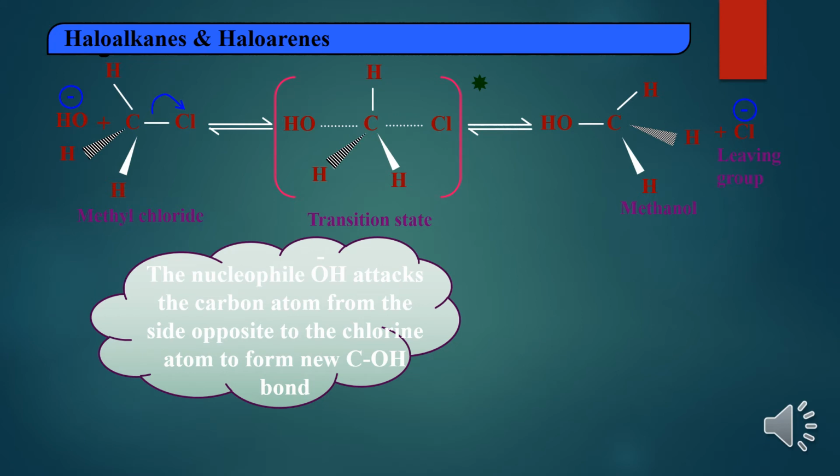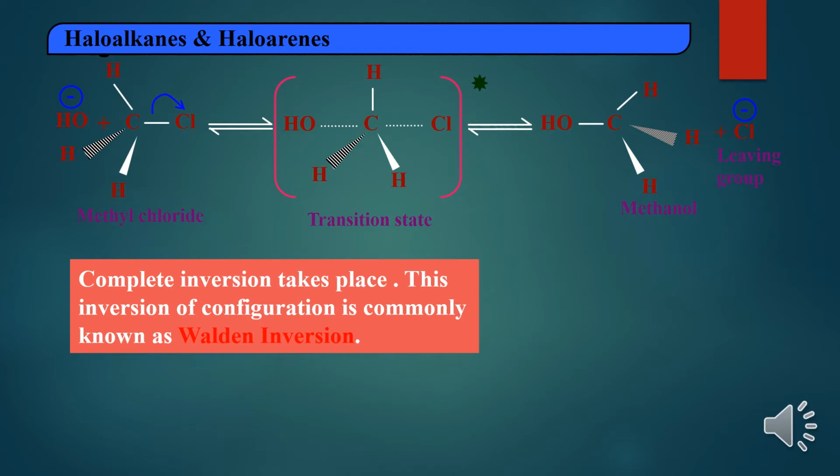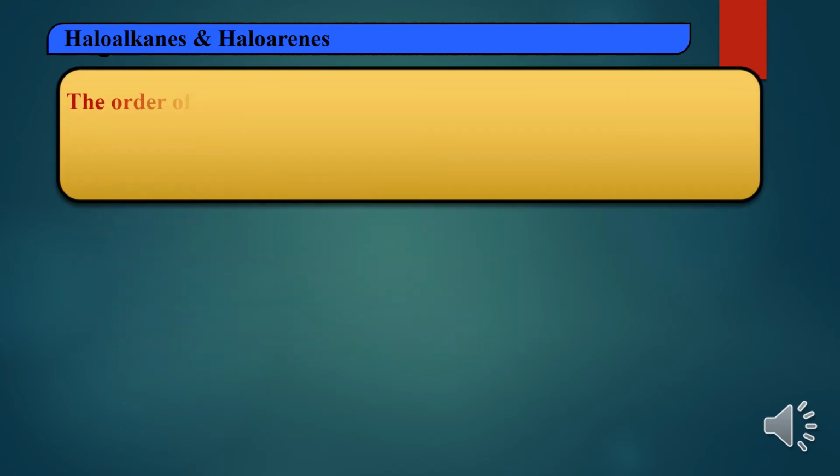The nucleophile OH minus attacks the carbon atom from the side opposite to the chlorine atom to form the new C-OH bond. Exactly opposite to where chlorine is attached, the OH is attached. If OH is attached on the opposite side, it is called inversion of configuration, so complete inversion takes place. This inversion of configuration is commonly known as Walden inversion.